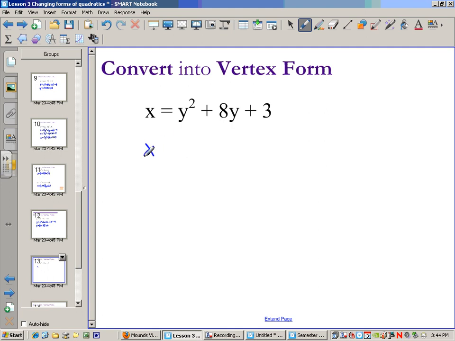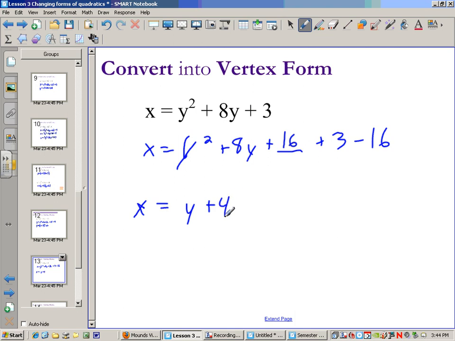In this one, we would do y squared plus 8y plus something. And that number has to be 4 squared, which would be 16. So we have to subtract a 16 out there. So it would be (y plus 4) squared minus 13.